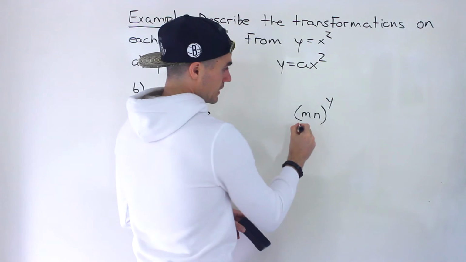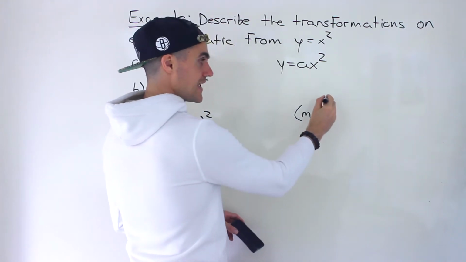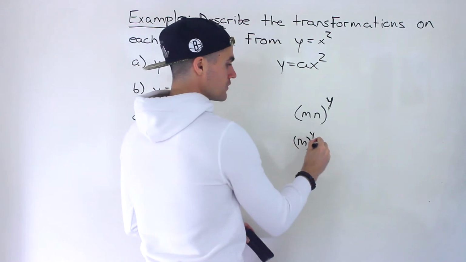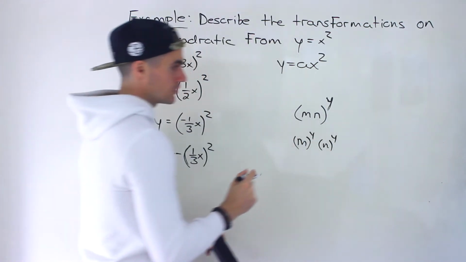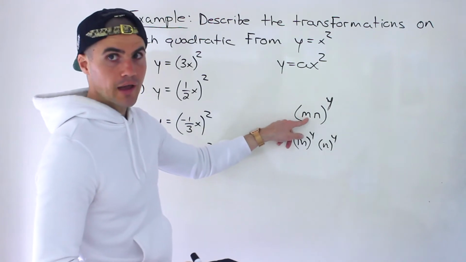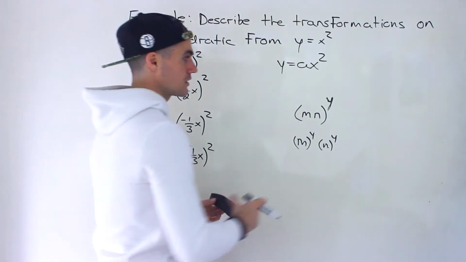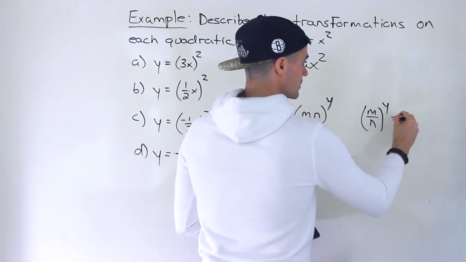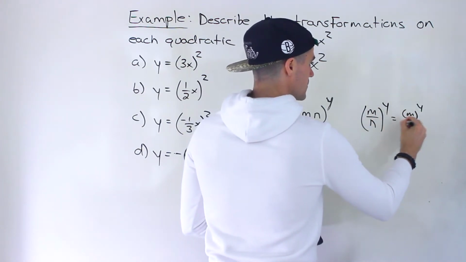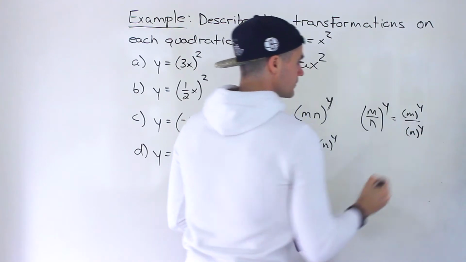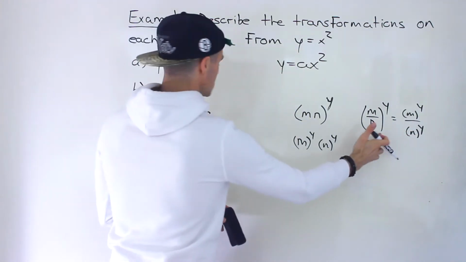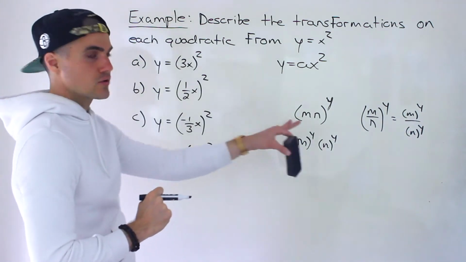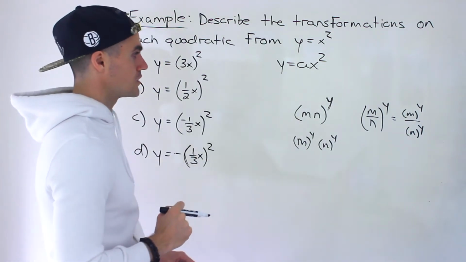When you have two terms like this, you can take that exponent on the outside and apply it to each term separately, only if it's multiplying or dividing. So you can also do it if it's dividing like that. You can take the numerator to that exponent and the denominator to that exponent. We're going to be using this as well when we're dealing with these fractions. So these are the two exponent properties we're going to be using.